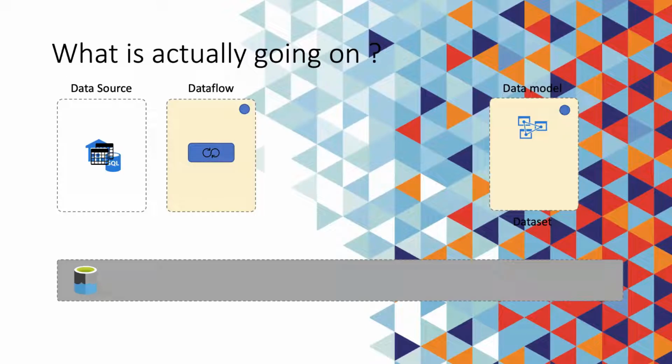Looking at what is actually going on in Power BI from a technical perspective, it's important to understand how things work. In this case, we have a data source. This is a SQL data warehouse. We have defined one data flow, which will then move data to Power BI. And finally, we have the data model and the data sets to the right.